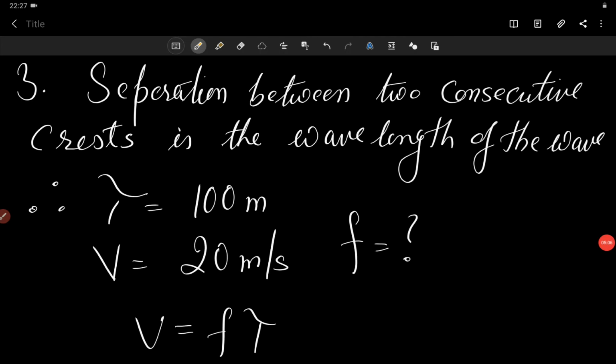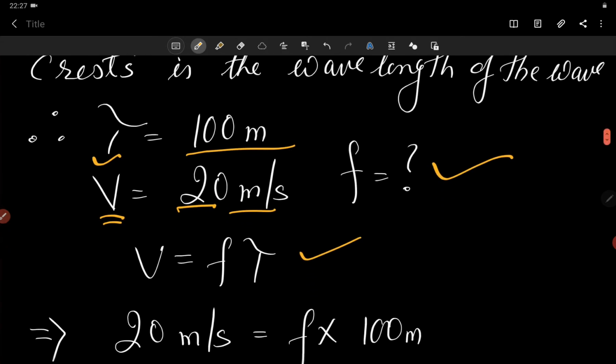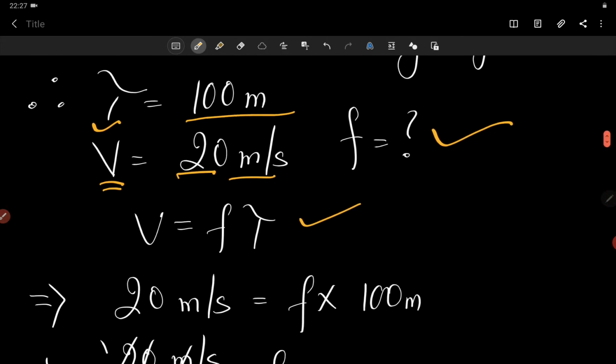Separation between two consecutive crests means wavelength, right? Wavelength of the wave. Therefore I can write wavelength, that is lambda, equals 100 meter. Velocity of the wave, or the speed of the wave, is given as 20 meter per second, but the frequency is question mark. Now using the formula v equals f lambda, and putting the values of v and lambda, that is v is 20 meter per second equals f multiplied by 100 meter.